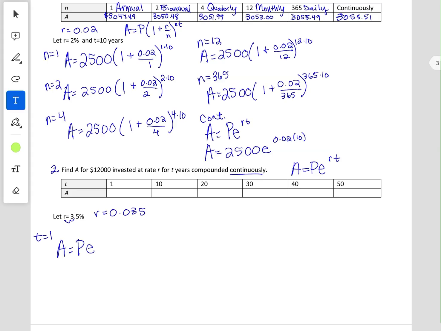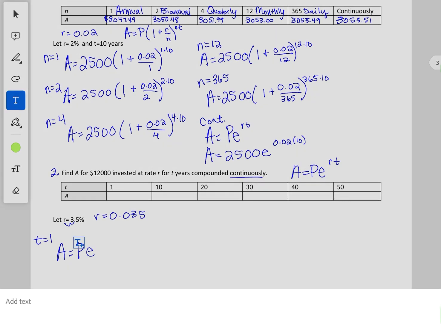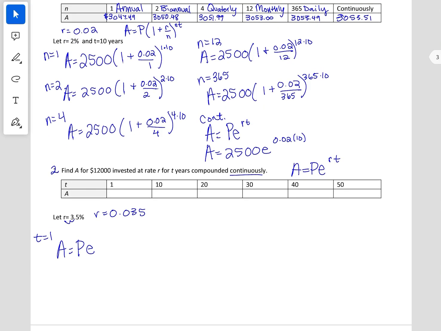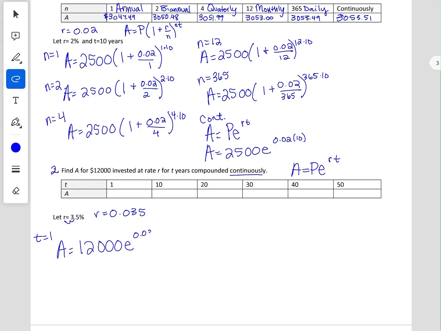So A equals P E. Oh, I guess I should actually write the numbers, huh? Let me erase this real quick. It would be 12,000 times E. Let's put our rate in, times 1. And that comes out to be 12,427.44.